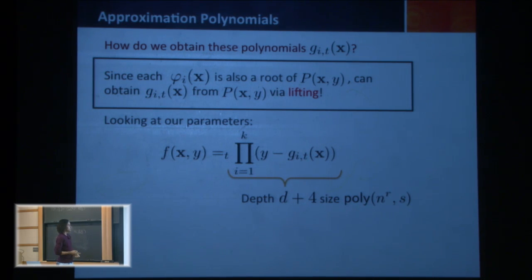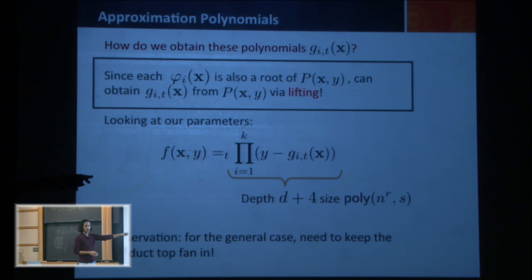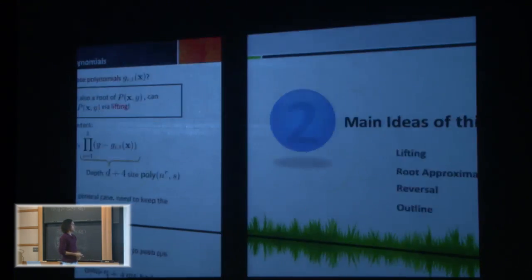So we don't care much about it. Okay, now there's an observation here that for the general case, we need to keep this product fan-in. We cannot compute f exactly because, well, you'll see why in a little bit. So just keep in mind that we cannot find the approximation, then compute the right polynomial, and then keep it going, because this will increase the depth. And this will be clear in the next part.